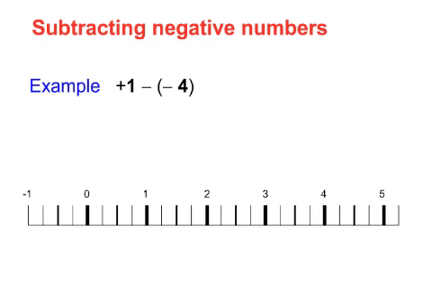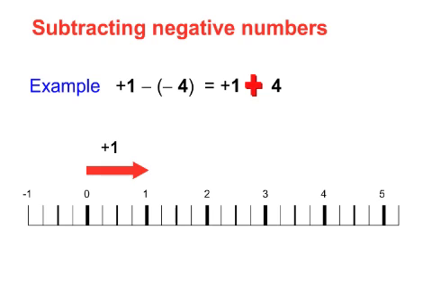Let's look at another one. Here we're starting with plus 1 minus negative 4. Notice again that the two negatives are next to each other. So when they're next to each other, we add. So this problem becomes positive 1 plus 4, which is quite a simple operation to do on the number line.